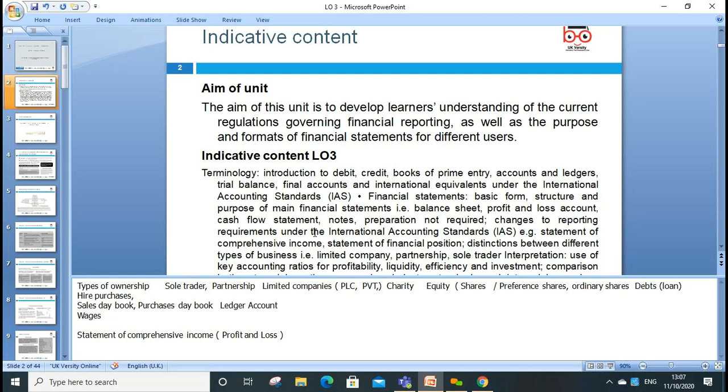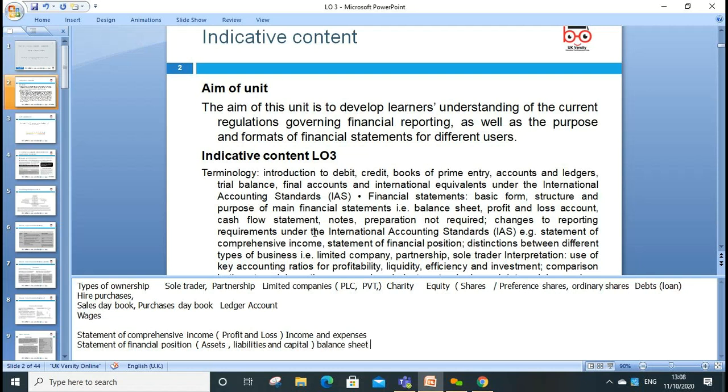So the statement of comprehensive income, profit and loss, is where we show the income and expenses. If you want to get information about any company's income and expenses, you can find it in the statement of comprehensive income, which is also known as the income statement and profit and loss. The second statement is called the statement of financial position, where we can get information about assets, liabilities, and capital. This statement is also known as the balance sheet.